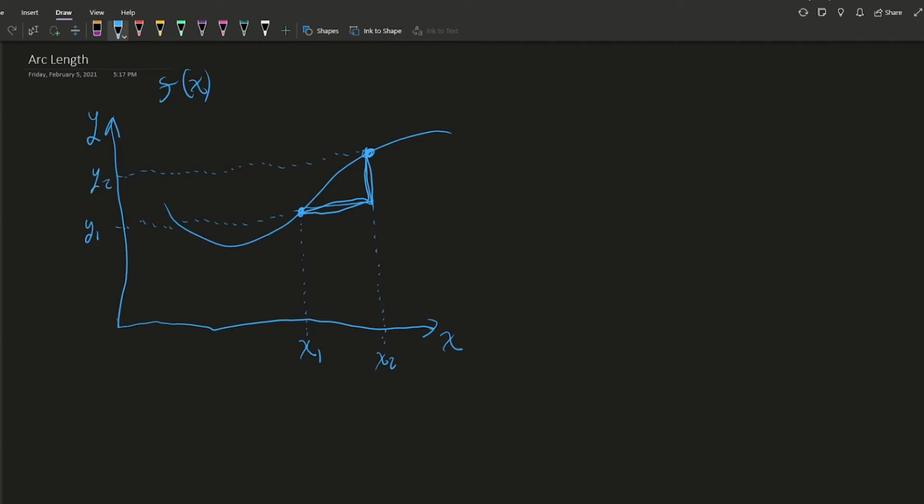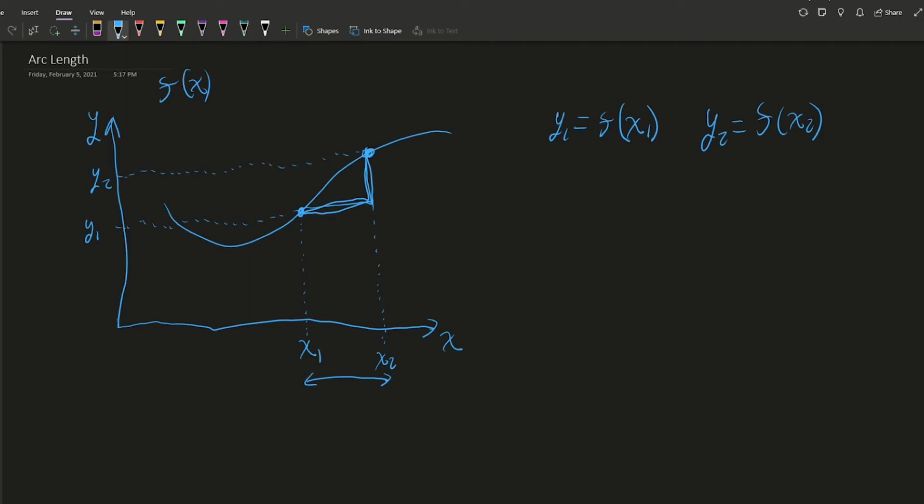The x points we can choose arbitrarily. Now y1 and y2 are determined by the x1 and x2 that we chose. So y1 equals f of x1, and similarly y2 equals f of x2. So those are the coordinates for our points, right? And so we're able to determine now this distance here.